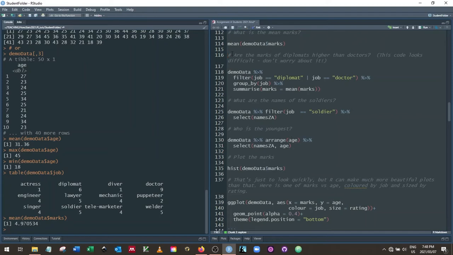So if we wanted to know, are the marks of diplomats higher than that of doctors, for example, that's a question that we might ask of the data. I said there that this code looks difficult, but don't worry about it. I just want to show you what R can do and how easy it is, that in a few lines of code you can get that answer.